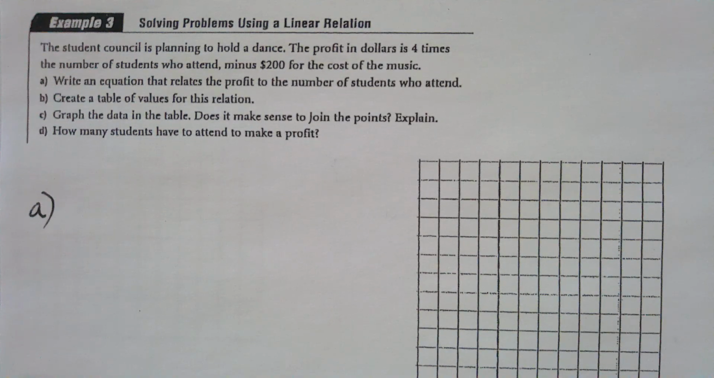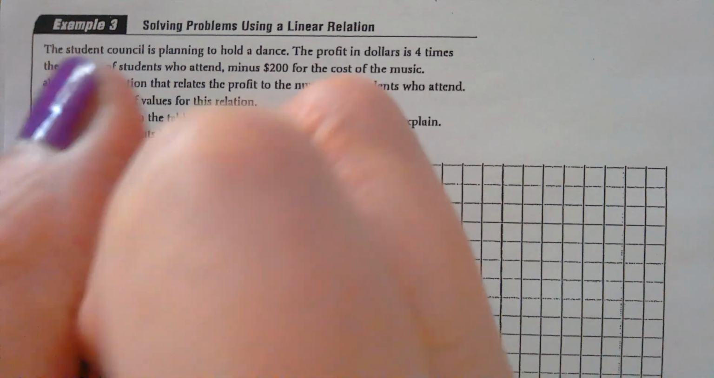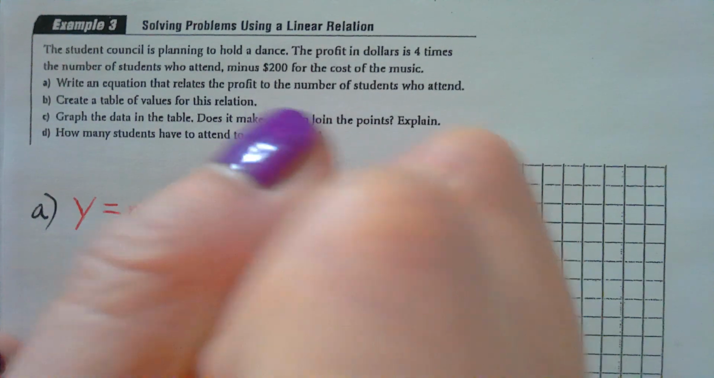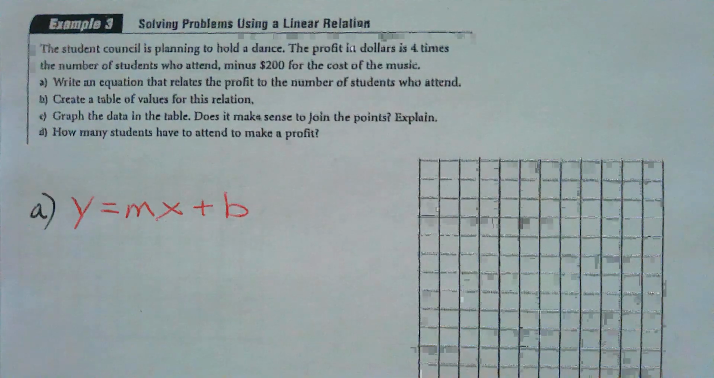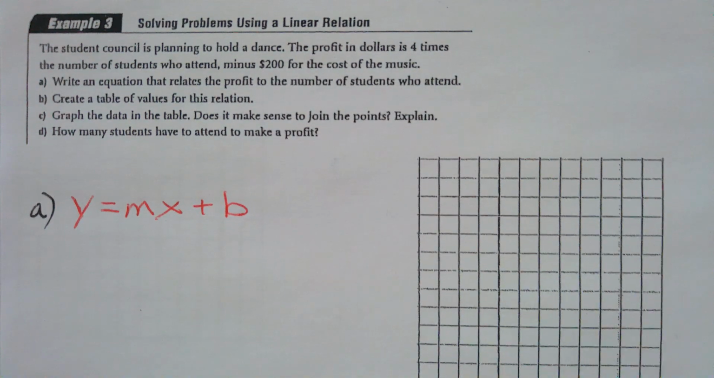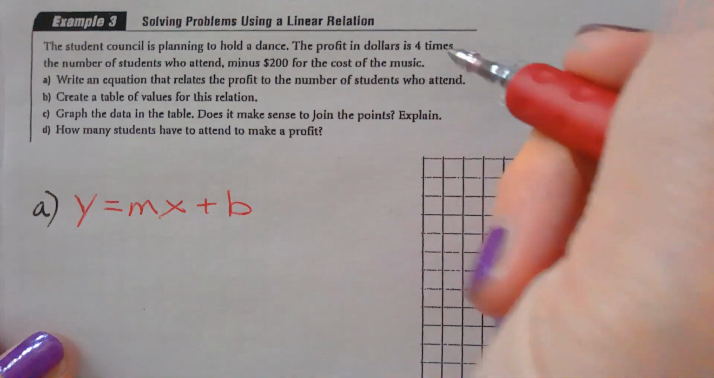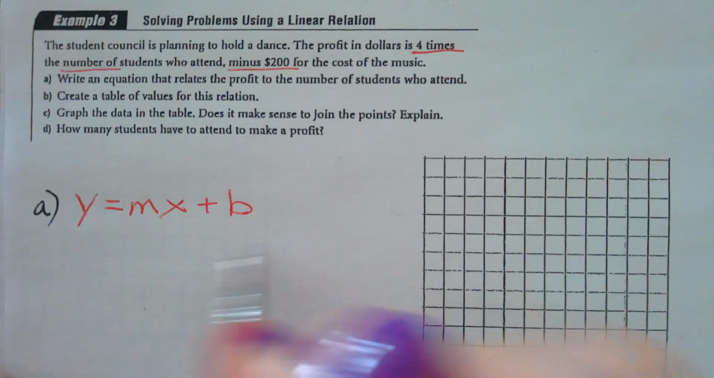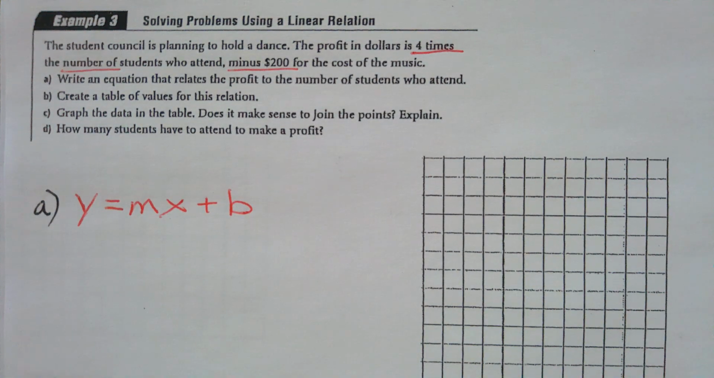Perfect. Okay, thank you. So remember in any of the word problems we were working on in the last chapter, setting up the equations, we know it should have the form y equals mx plus b. So if it's 4 times the number of students and then minus 200, who can write the equation for me?